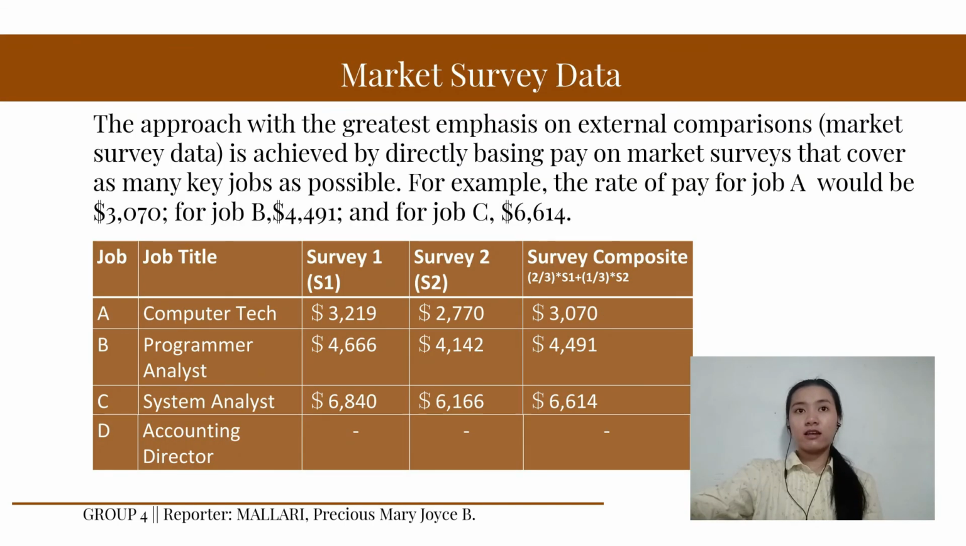Market survey data. This is the approach with the greatest emphasis on external comparison and is achieved by directly basing pay on market surveys that cover as many key jobs as possible. For example, the rate of pay for job A would be $3,070, the rate for job B would be $4,491, and for job C would be $6,614. However, for job D, since there is no available survey information, we must proceed differently. Therefore, we will use a pay policy line for this job.